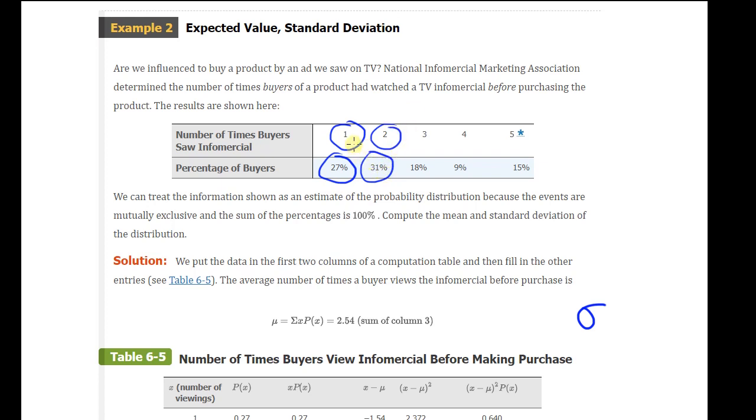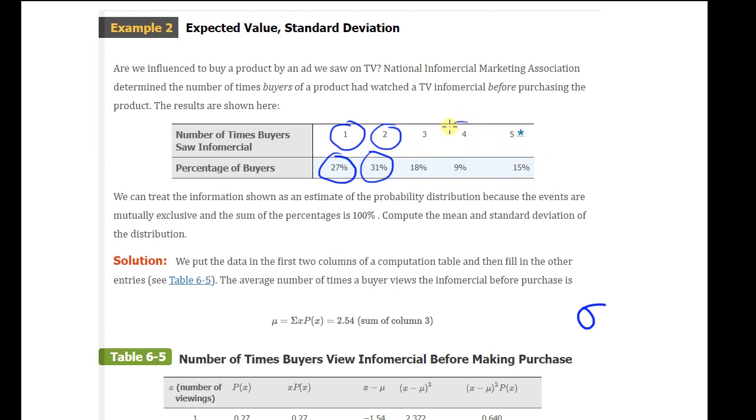And we have not collected data. If we collected data, what would that data look like? It would probably be, say we were to collect 100 data points, we would have 27 ones, 31 twos, not exactly because it's random. If you were to collect a random sample, you would have approximately 27 ones, 31 twos, 18 threes, 9 fours, and 15 fives.